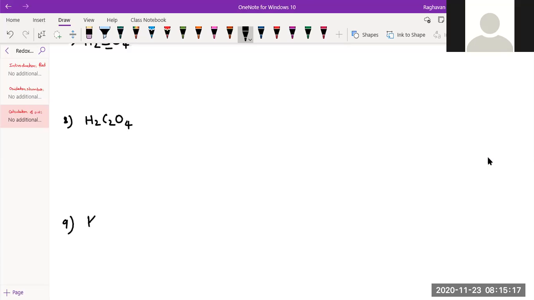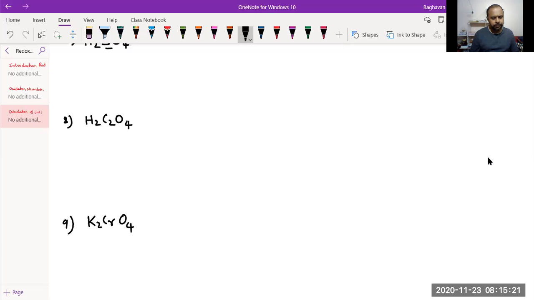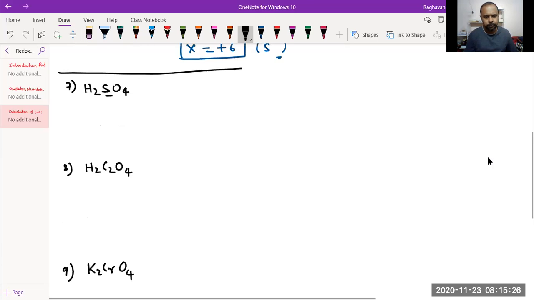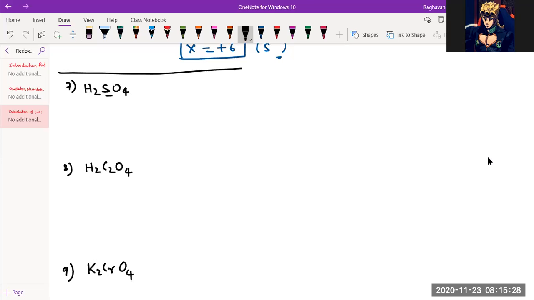Sir, what's the name of the eighth compound? Oxalic acid. Which element's oxidation state should we find in the eighth? I think you can also find it by yourself, because hydrogen we know, oxygen we know. It is standardized. Only carbon we need to find. Correct?